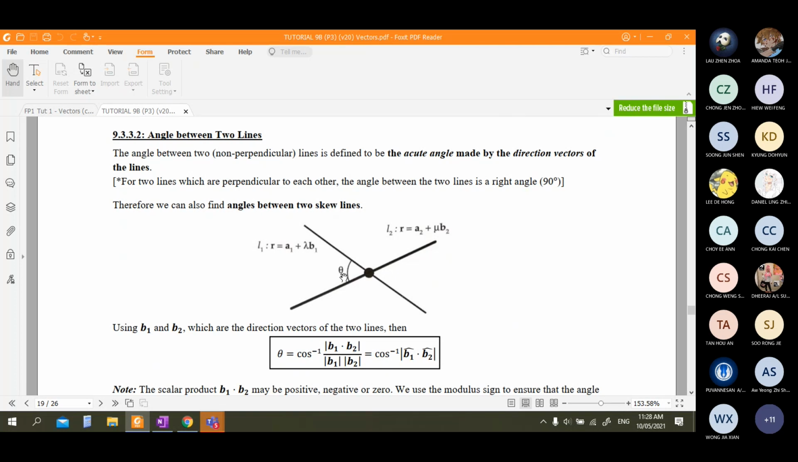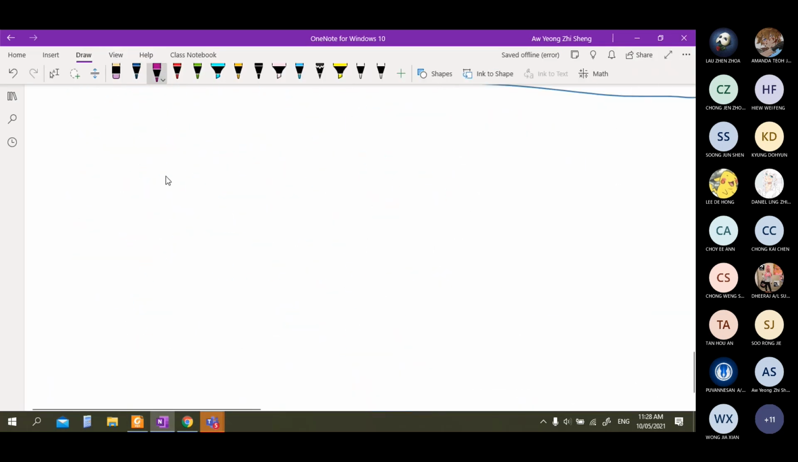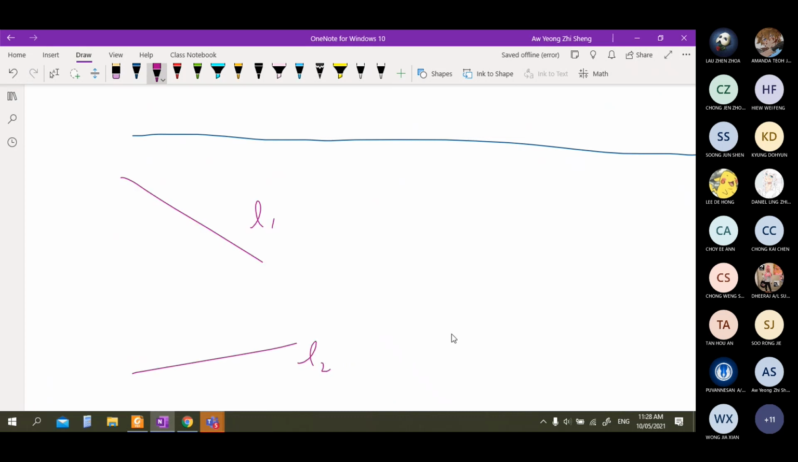So even if you have two non-intersecting lines, for example, a pair of skew lines, let's say L1 like this, L2 like this, and they never intersect, and you have the vector B1 this way and the vector B2 this way, it is still possible to find the angle between these two lines, because it is just defined as the angle between the two.